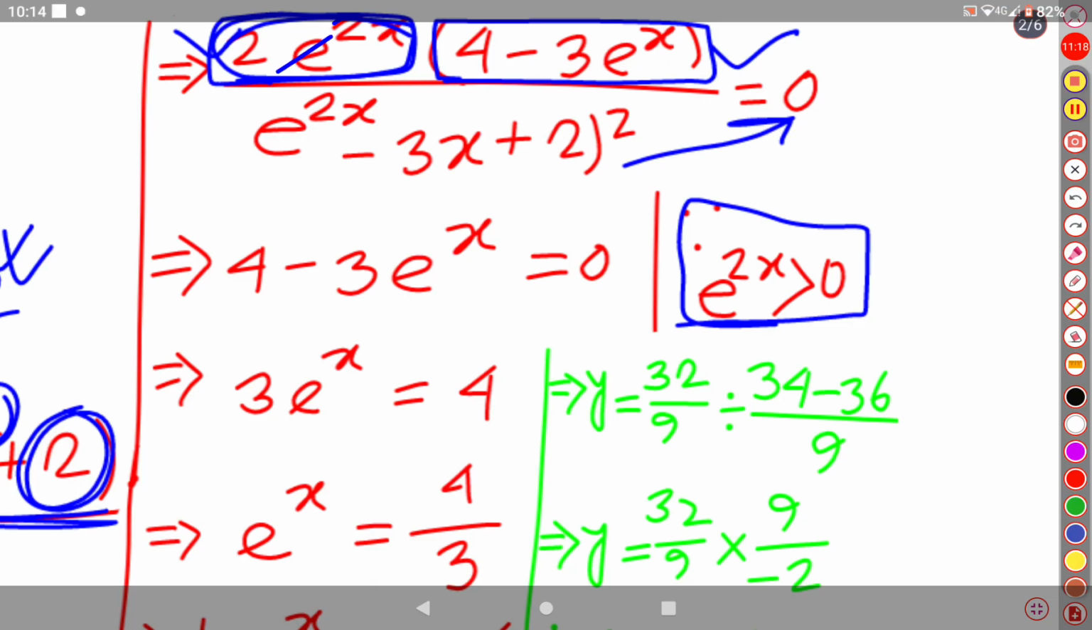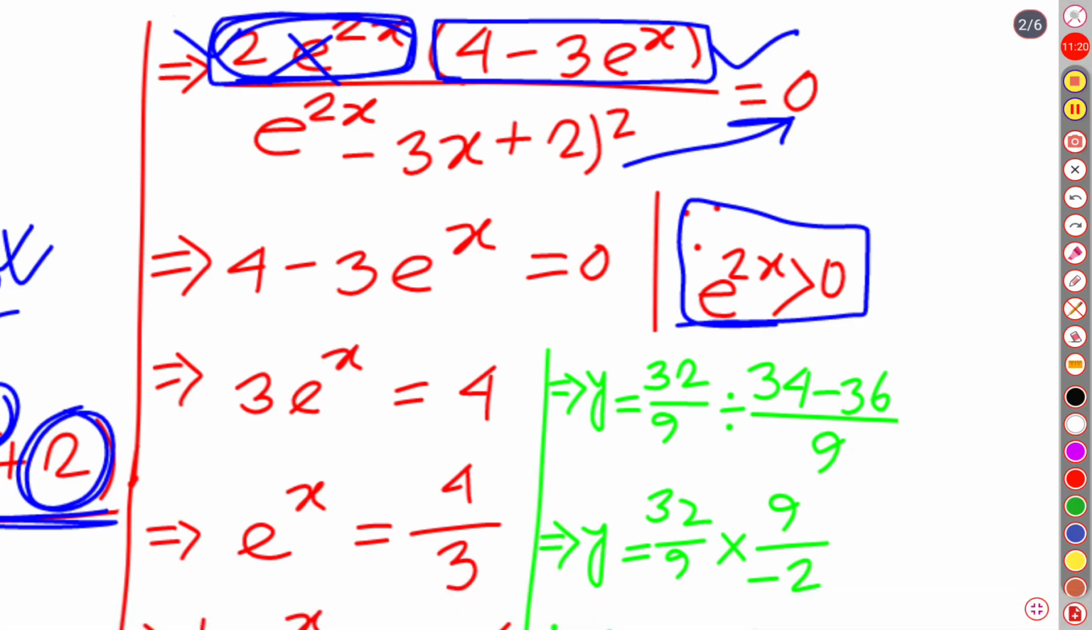We have avoided this. So I think you got this. Once again, I am letting you know that this is an exponential function. An exponential function can never be less than 0. It's always greater than 0. That's why only this is the factor which can be 0. So we have written 4 minus 3 e raised to x is equal to 0.